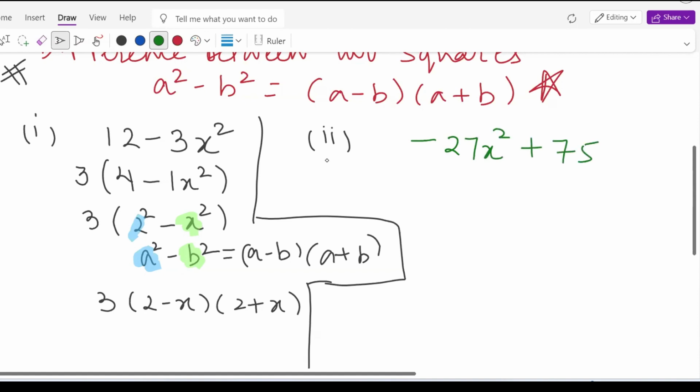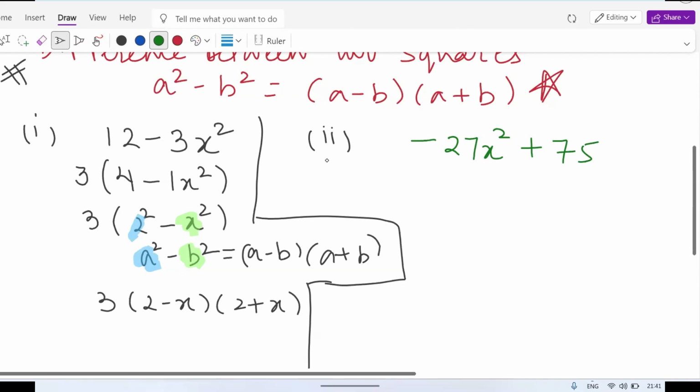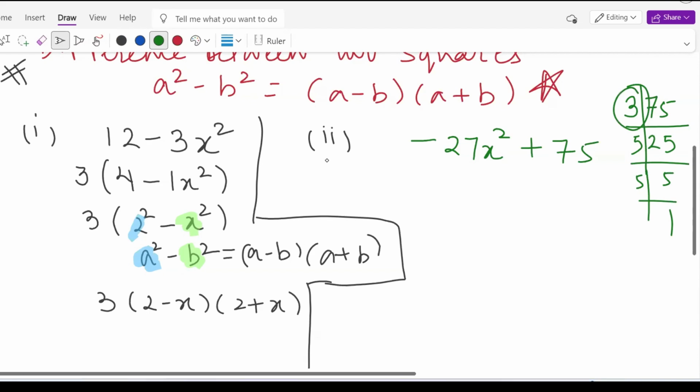As soon as you see a factorization question like this, try to take something common. So let's see if I can take something common. If I'm not able to figure out the factor, I can check using prime factorization. 3 2s are 6, 3 5s are 15, and 5 5s are 25. So 3 is a common factor in 75 and 27. If I take 3 outside, in the bracket I will get 9 because 3 9s are 27, x square, plus 25 because 3 times 25 is 75.